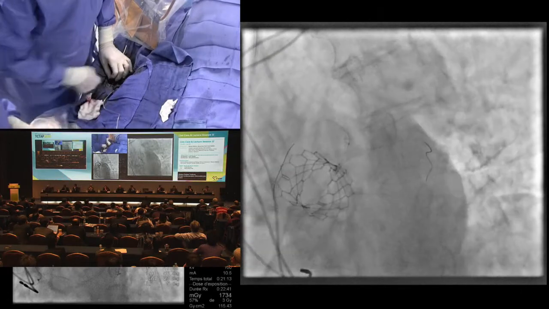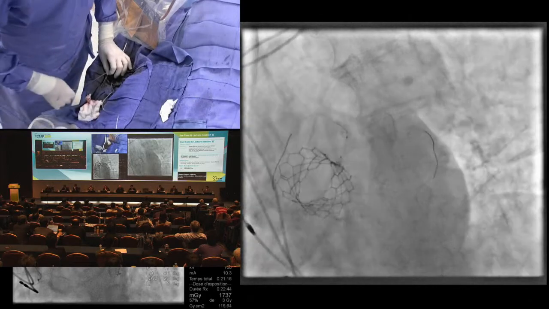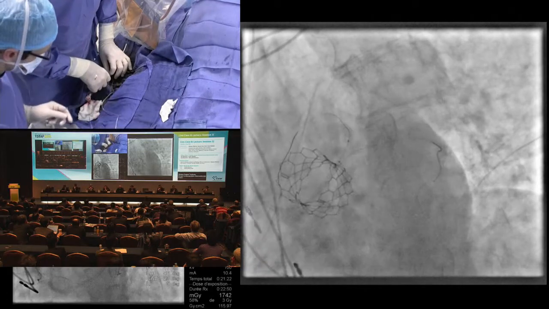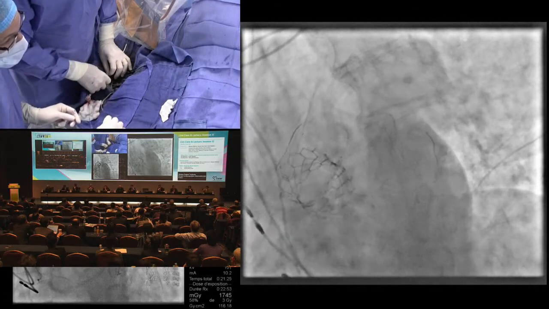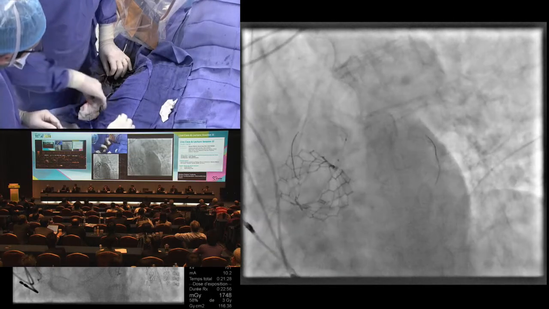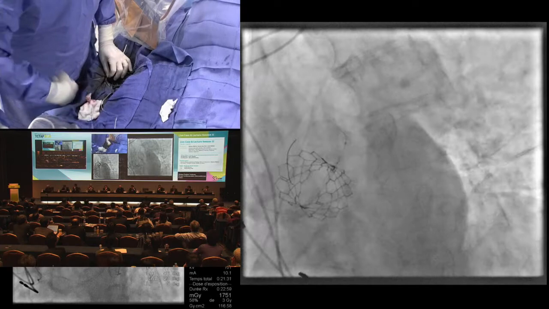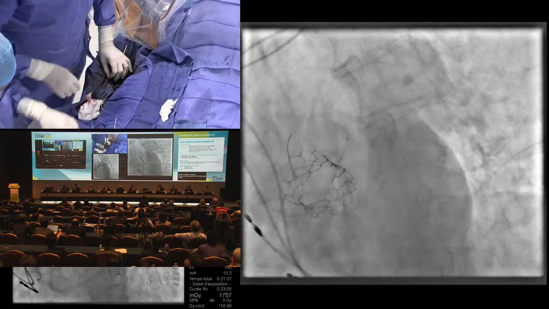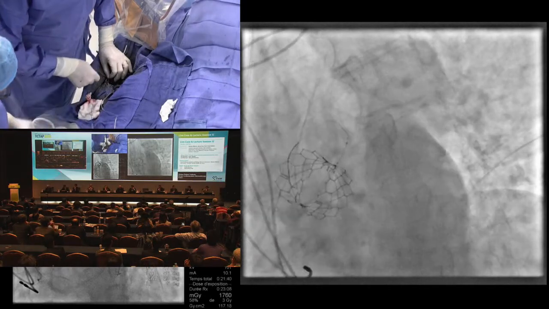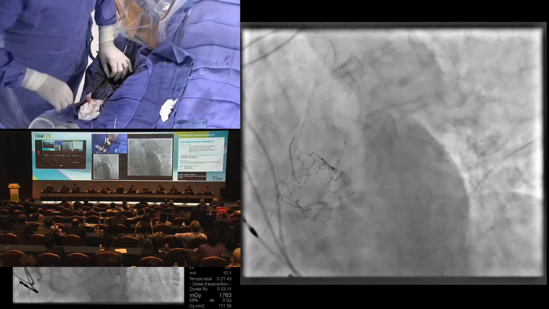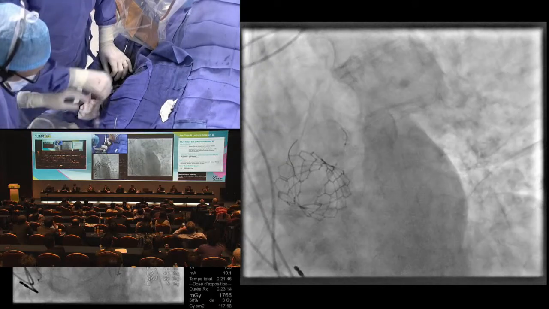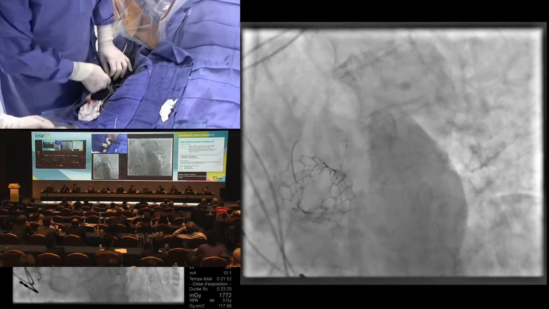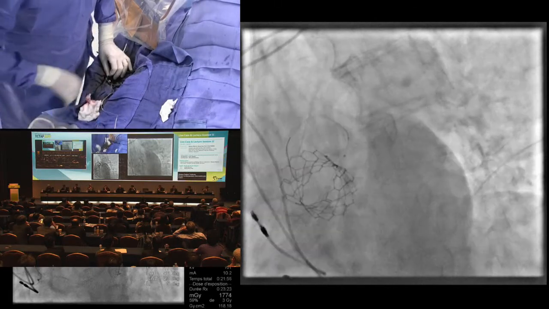So now what we will do is to remove the balloon, and remove the wire. Which wire is it? This one? The circumflex. I'm not sure. This is LED. So remove this one. Okay. So now we have a single wire and a single balloon in the left main LED. Is that the one? Did you remove the other balloon? Is it this one or... No, that's the balloon. The stent is there. Okay, we remove the balloon of the stent.